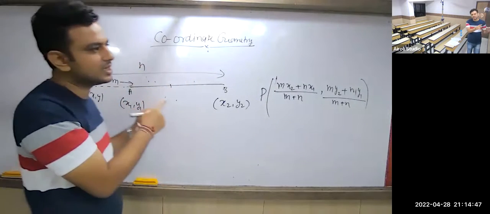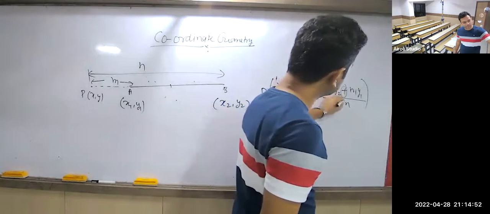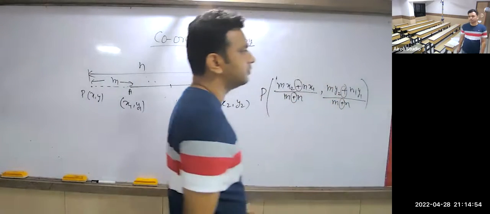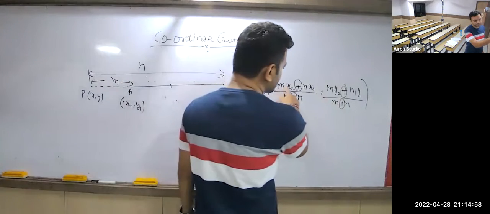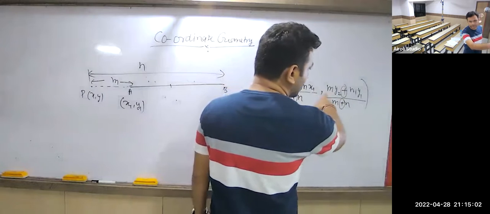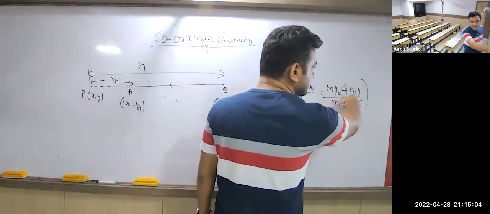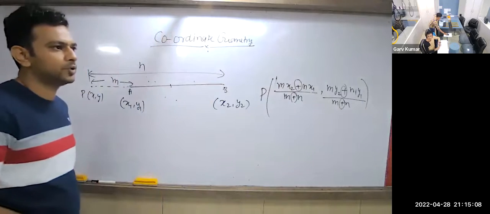In that case, only the sign in the formula will change. All these things will come with a negative sign. So this will become m times x2 minus n times x1 upon m minus n, and m times y2 minus n times y1 upon m minus n.